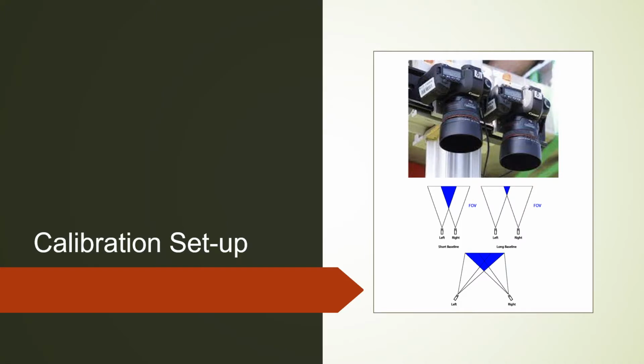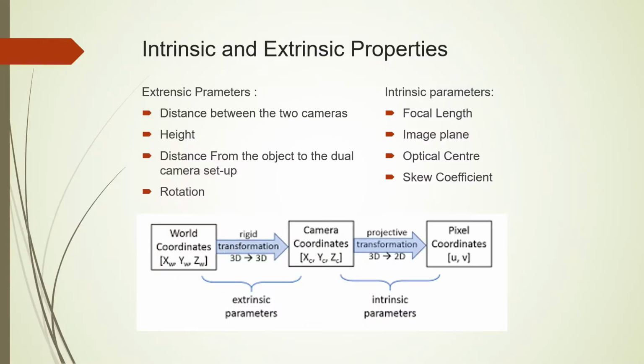There are several camera setups available for the dual camera setup. A short baseline setup was chosen for this project. Dual DSLR Canon cameras were used. They were equipped and preset with the same type of focal length and internal intrinsic settings. Intrinsic and extrinsic properties of cameras will adversely affect our calibration and camera parameters.